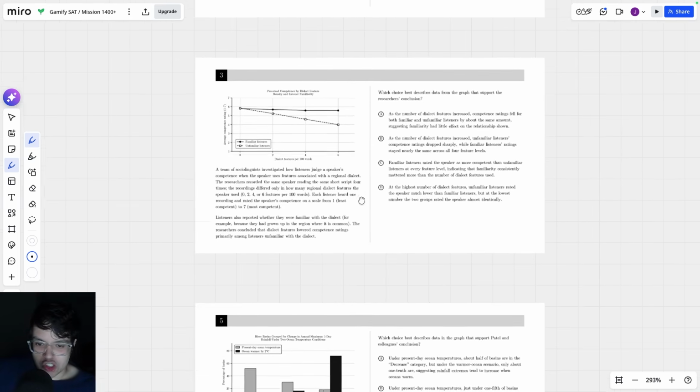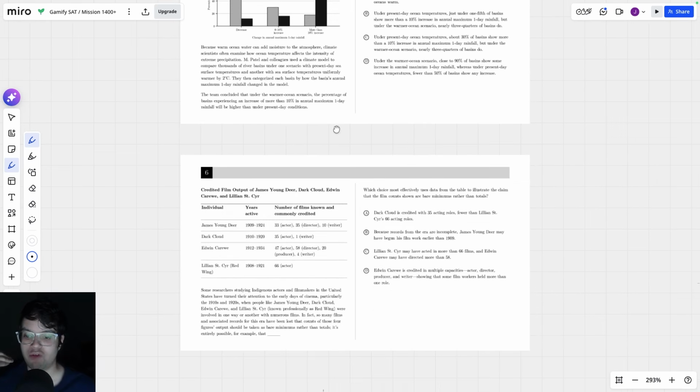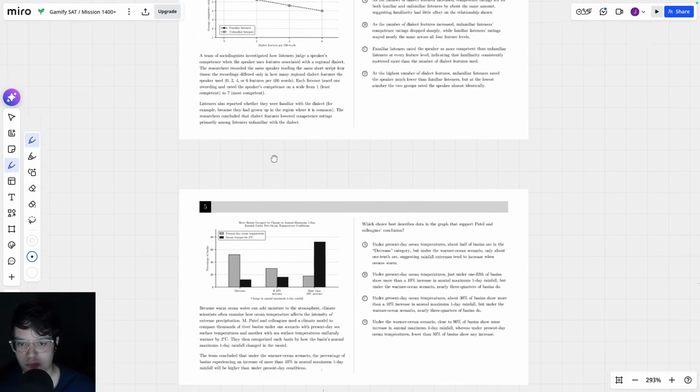Okay, now we're moving on to the visual ones here. For these questions, you're going to see stuff like graphs, tables, and charts, and you're going to have to evaluate this along with everything else you're seeing. Here's my thought process on this.